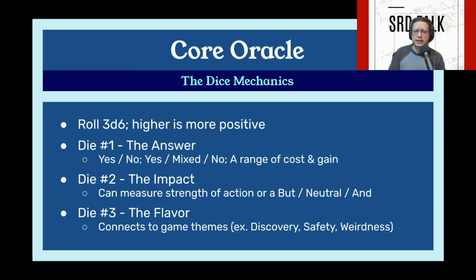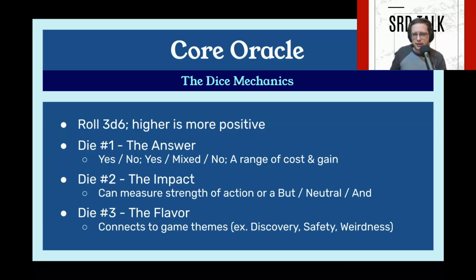Our first die is simply trying to describe the answer to the question that we're asking when we roll the dice. There are different ways that you could potentially do this. So, for example, you could have just a generic yes, no. Of course, you could also have a yes, mix, no. So this in many ways would be like a yes, yes but, or no.